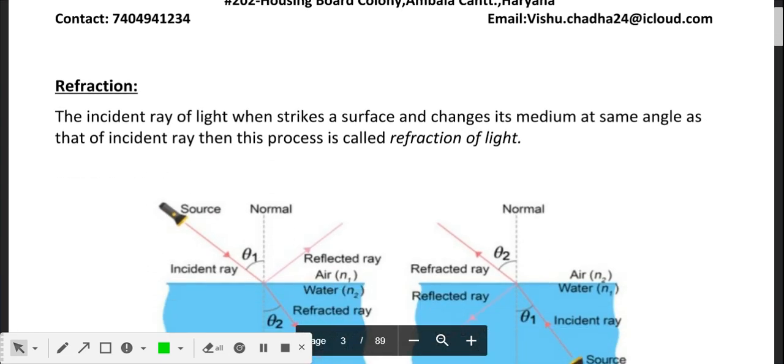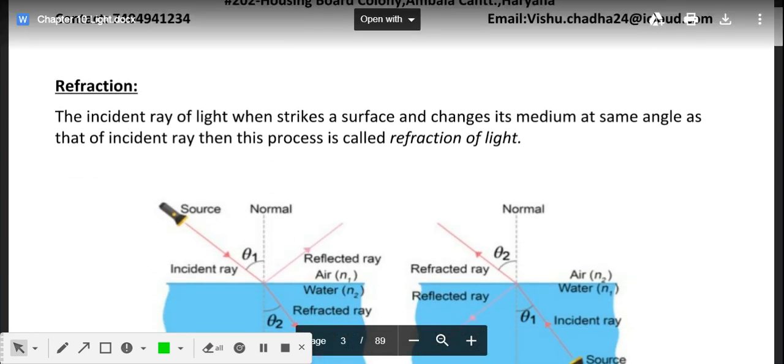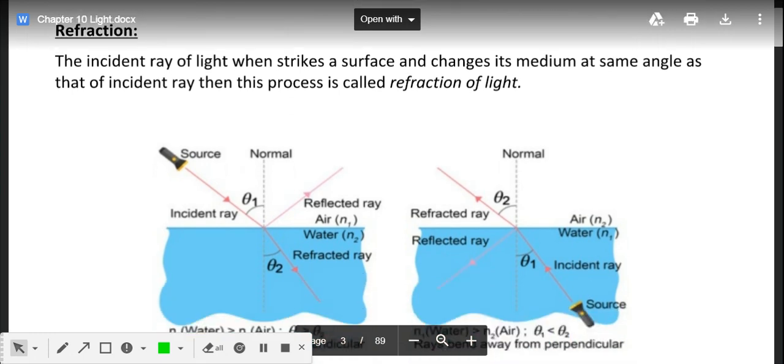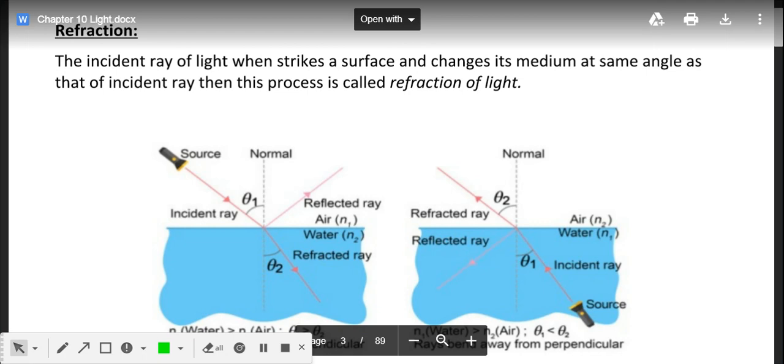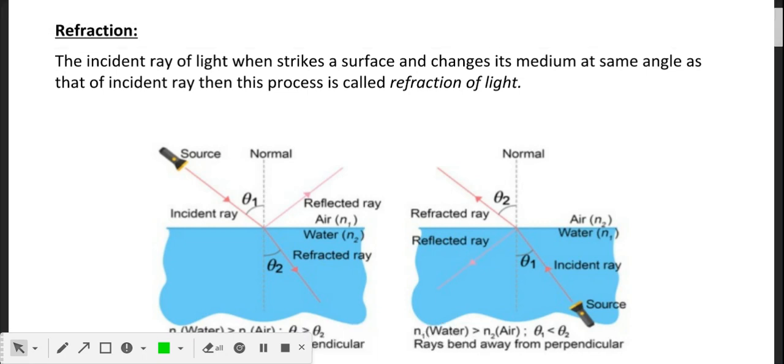That's our other topic. The incident ray of light when it strikes a surface and changes its medium at the same angle as that of the incident ray. As you can see in this figure, theta 1 is equal to theta 2. What is theta? This is not q, this is theta that you will study in your mathematics. So theta 1 is the angle of the incident ray with the normal. Theta 2 is the angle made by the reflected ray with the normal. These two angles will be same always. Then this process of striking the surface and changing the medium is known as refraction of light.